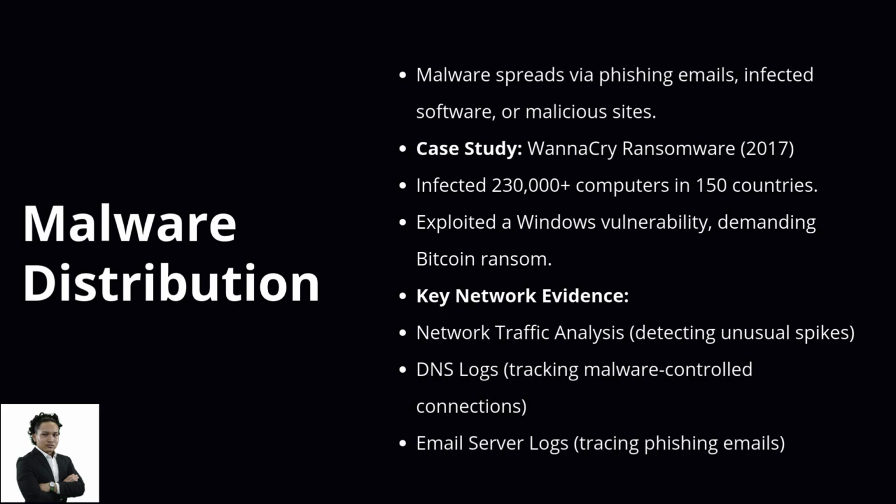Malware spreads via phishing emails or infected software. The 2017 WannaCry attack infected over 230,000 systems worldwide. Investigators analyzed network traffic spikes, DNS logs, and phishing email records to track the malware's origin and contain the attack.